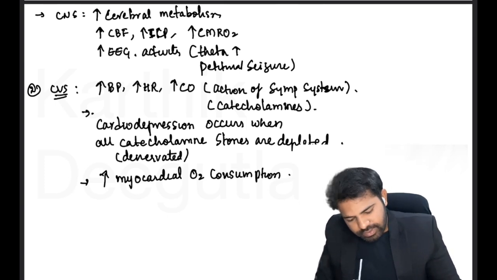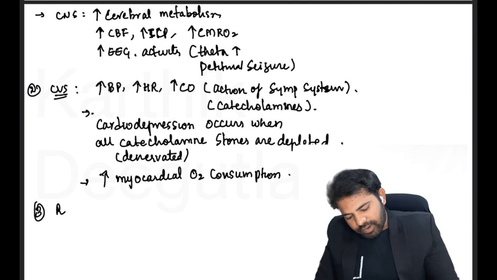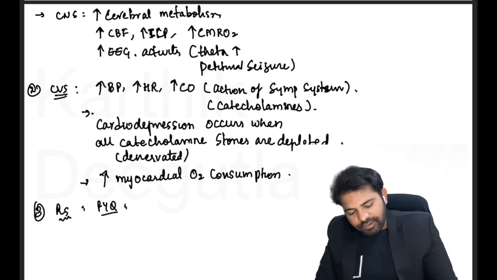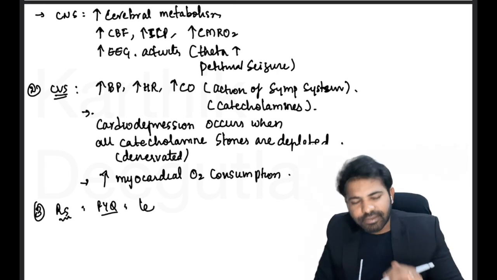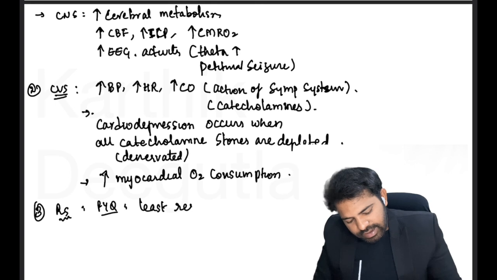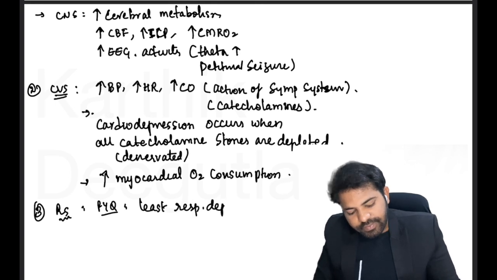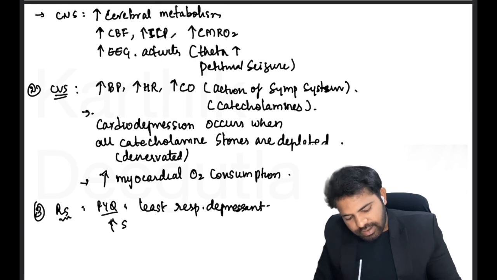Alright. Then moving on to respiratory system. Previous year question: which of the following is the least respiratory depressant? The answer is ketamine. Least respiratory depressant. Answer is ketamine. Ketamine causes increased salivation.